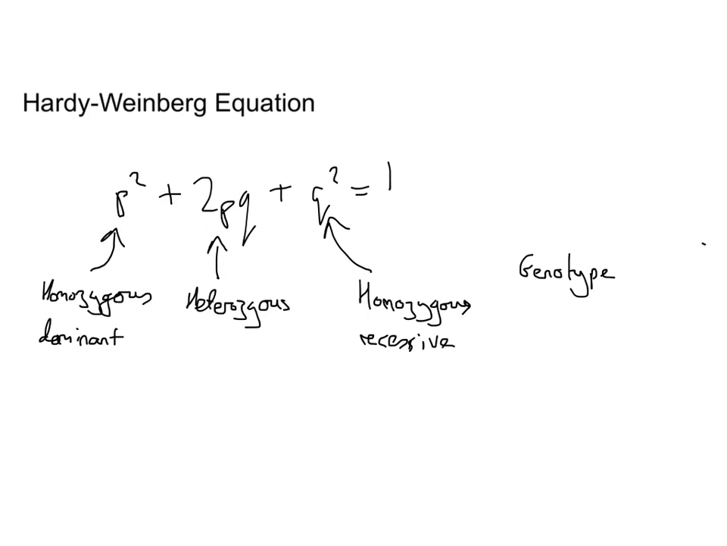Obviously, if you take all of the homozygous dominant and all the homozygous recessive and all the heterozygous individuals, they will all equal 1.